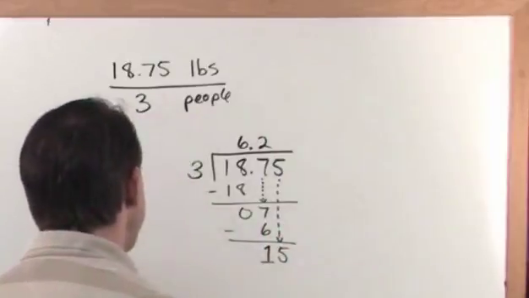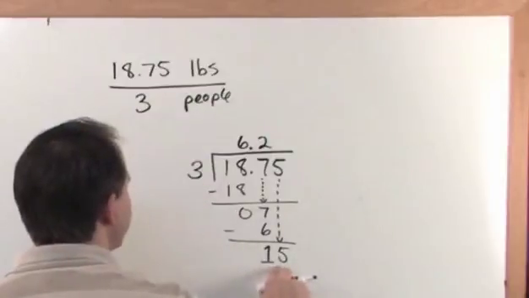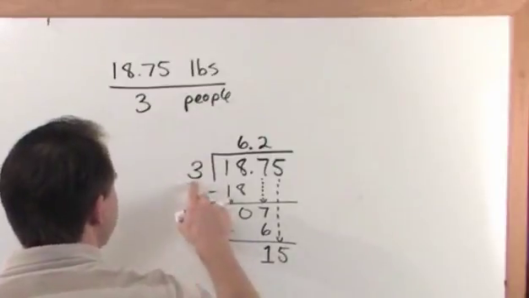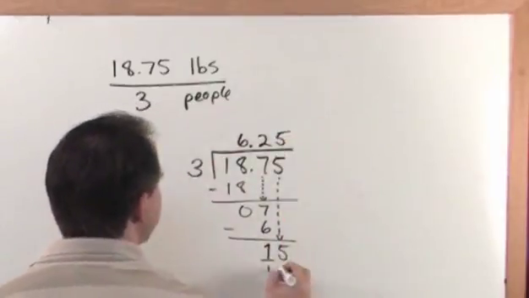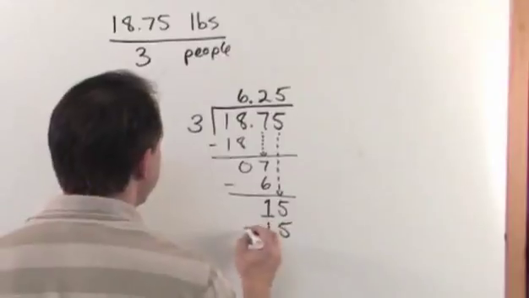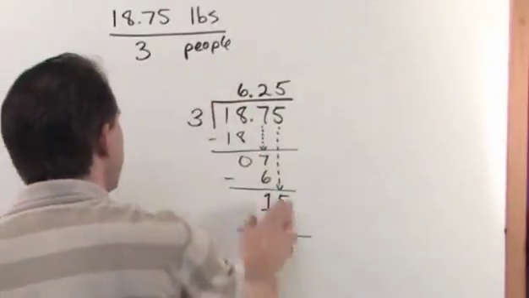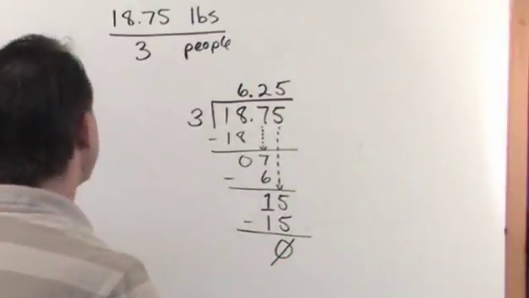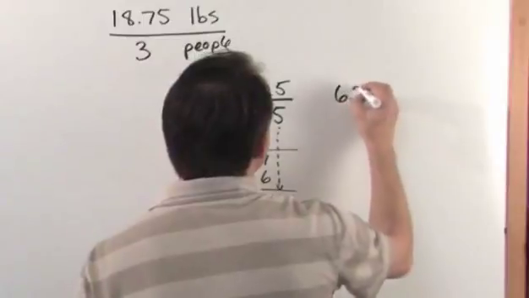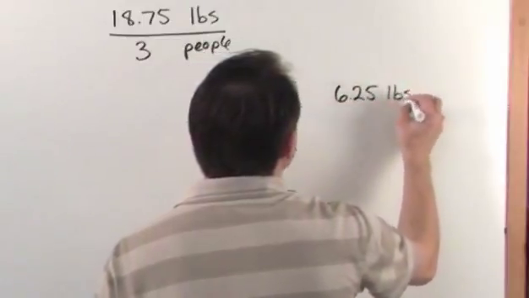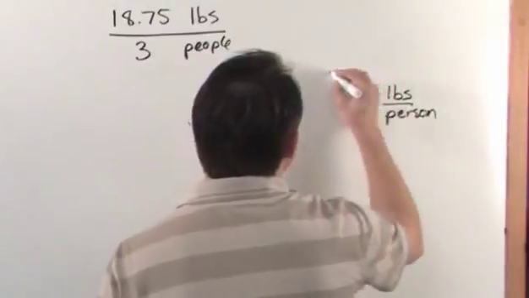Okay? And now we have a number here that we're going to try to divide into. 3 divided into 15. How many times? 3 times what gives you 15? 3 times 5 gives you 15, so we'll write it down here. 3 times 5 gives us 15. We subtract and we get 0, which just means that we've completely finished the problem with no remainder at all. So that means that the answer is that each person gets 6.25 pounds per person of gumballs.